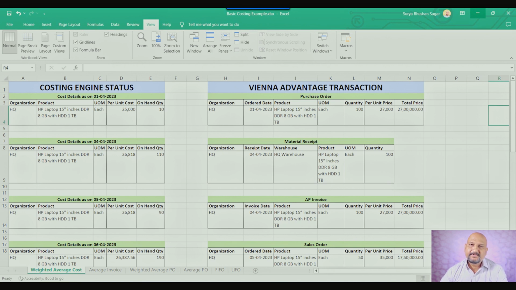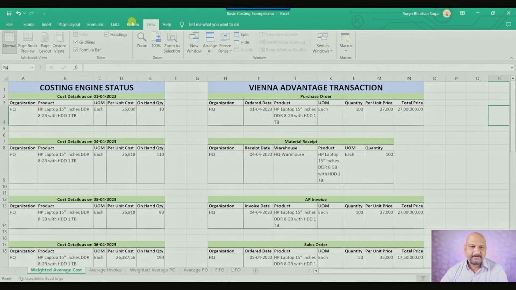The first costing method that I'm considering is weighted average cost, and along with that, I'm assuming the costing level is going to be the organization. Based on that, I have prepared this entire use case, and that would allow you to understand how the VA system calculates the cost.